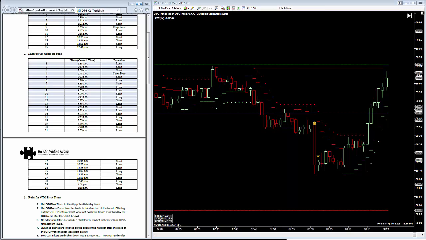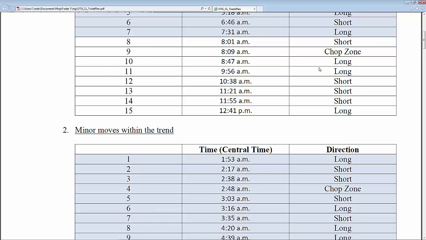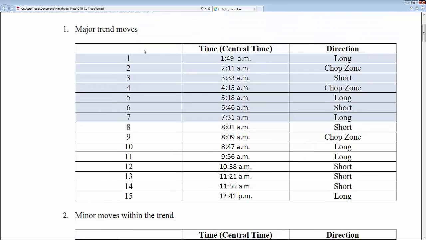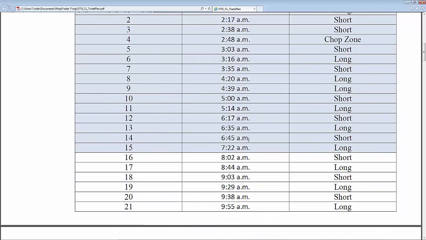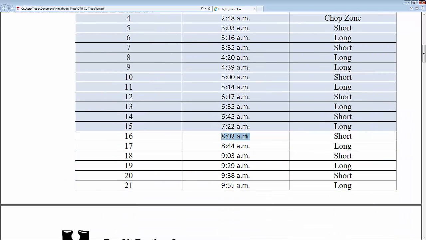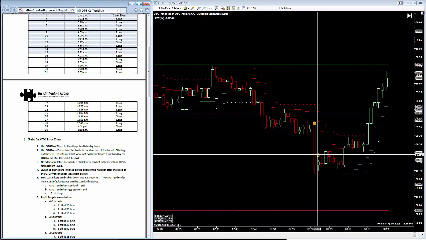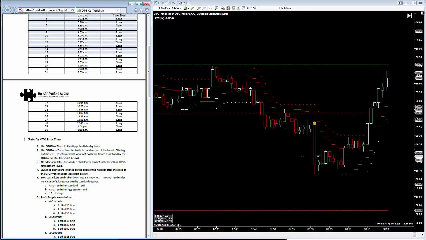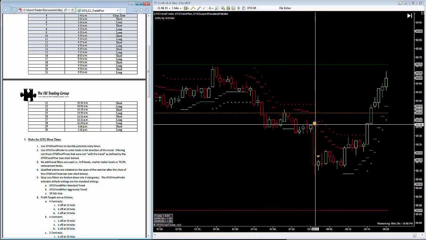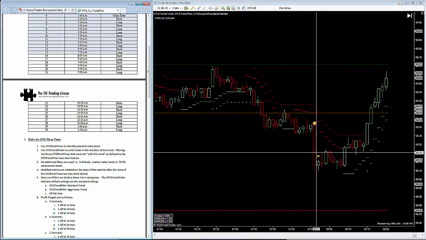So first of all, we're going to take a look here. Again, this is your OTG trade plan with your pivot times. Today, you had both a major trend idea at 8:01 and the minor move within the trend at 8:02 a.m. When you have two times like this where you're expecting back-to-back movements, you're expecting a fairly decent move. And on the day today, we did have two back-to-back moves. We had the 8:01 and there's the 8:02 candle.